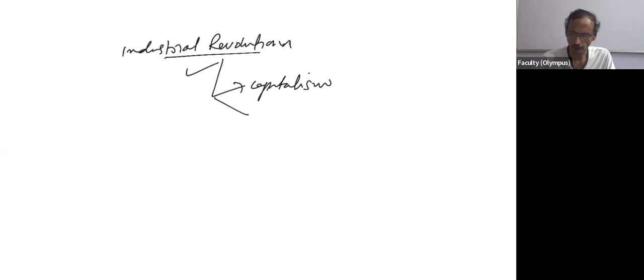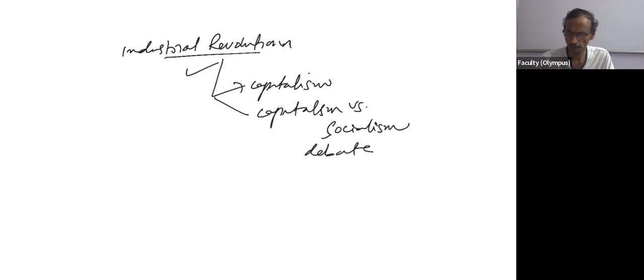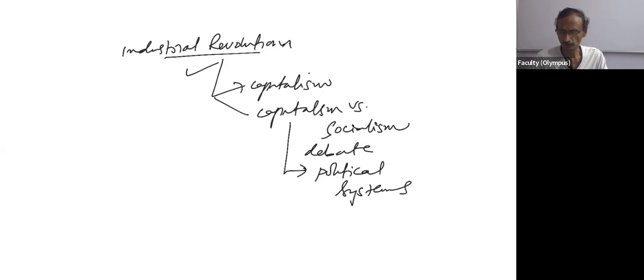Okay, and capitalism versus socialism debate, and so various political systems. Okay, so you can see the modern world is characterized by and shaped by advances in technology as reflected in the Industrial Revolution.